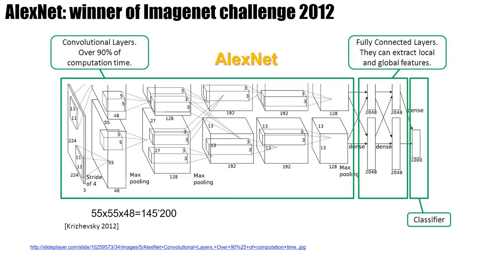And here's the winner of the ImageNet Challenge 2012. It's the famous AlexNet. It has several convolutional layers. Here's the first convolutional layer, second, third, fourth convolutional layer. And then this is followed by 2 layers that are fully connected until finally it's classified into these 1,000 different potential objects. Now, the convolutional layers take 90% of the computation time. So this is really where the heavy computation takes place.